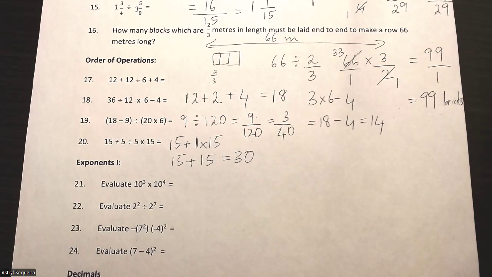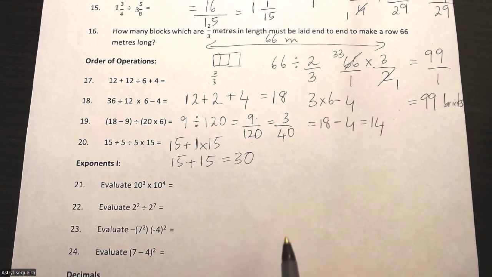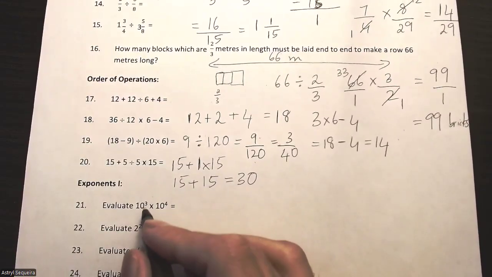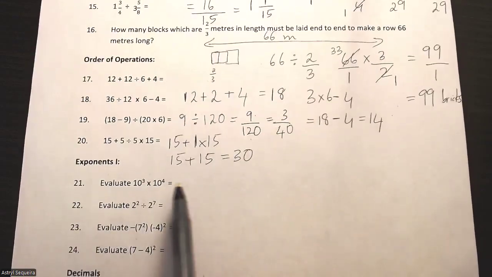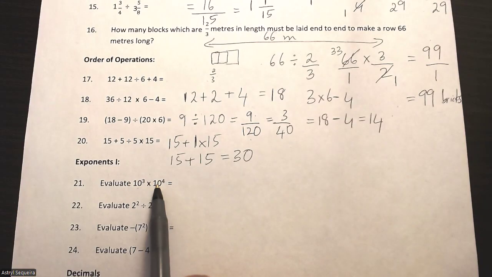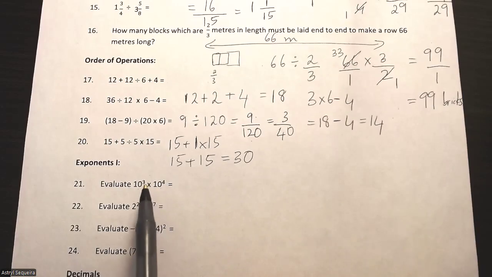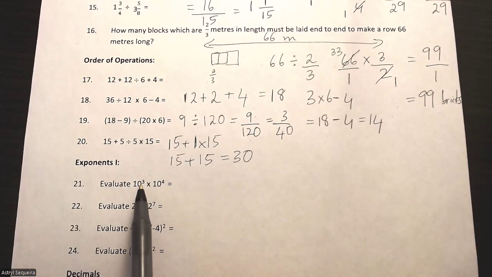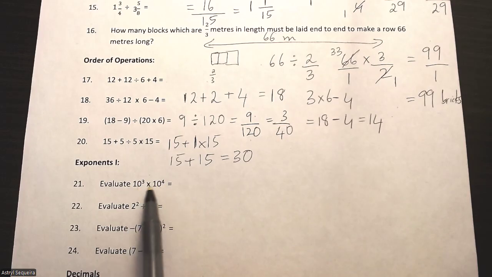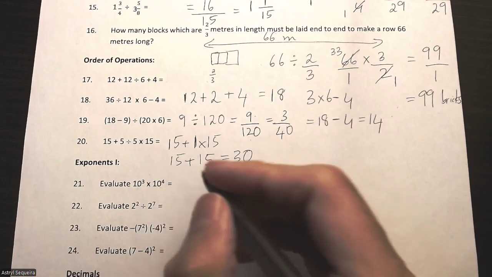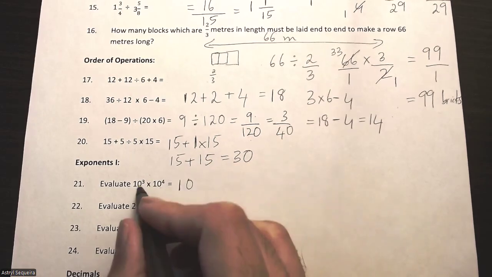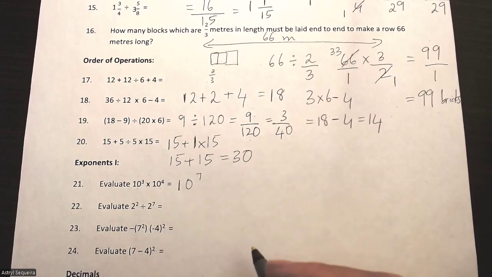Question number 21. We have 10 to the power of 3 times 10 to the power of 4. There's a couple of different ways to do this, but we can either start by just combining the exponents because they're the same term, or we can write it out separately. Personally, I think it's best if we combine our exponents. When we're multiplying two terms that are the same number and we have different exponents, all we have to do is add the exponents. So 3 plus 4 is just 7.